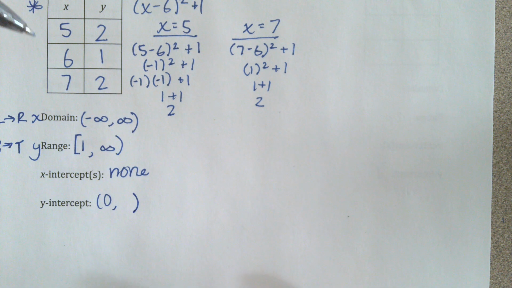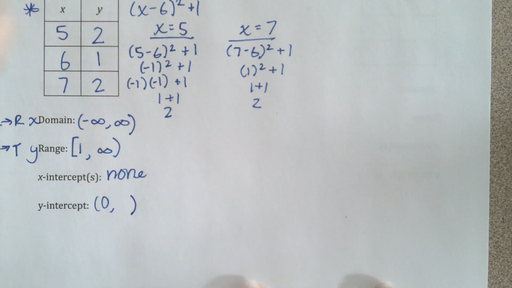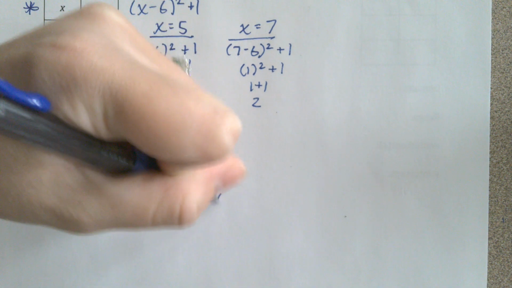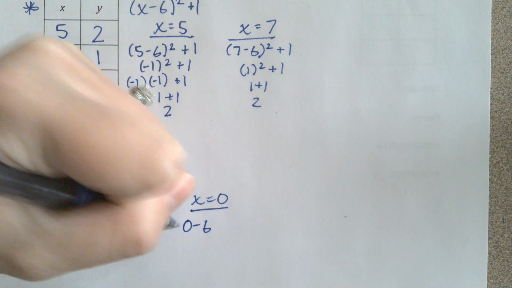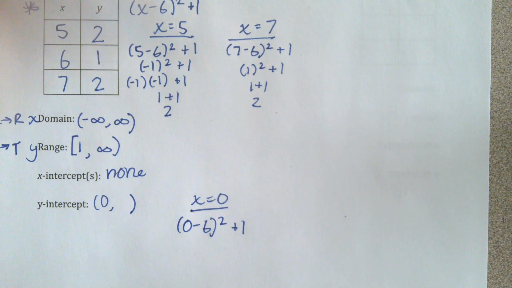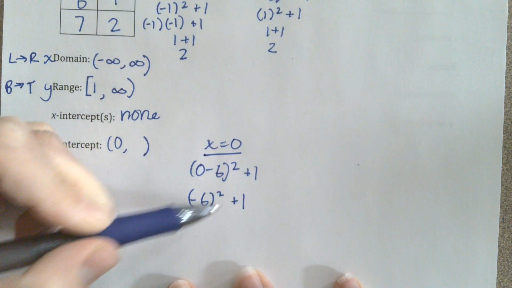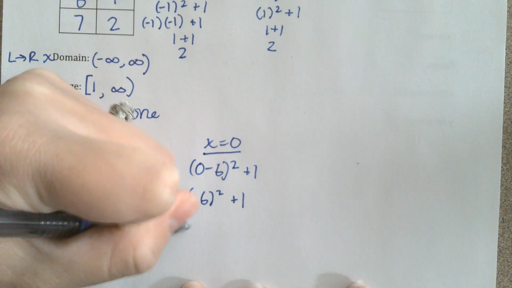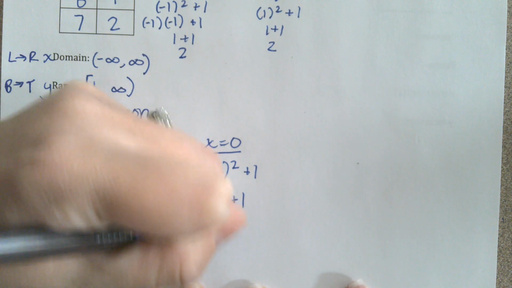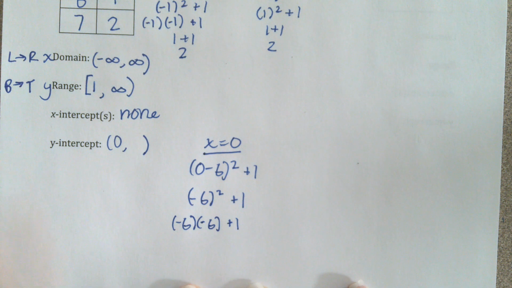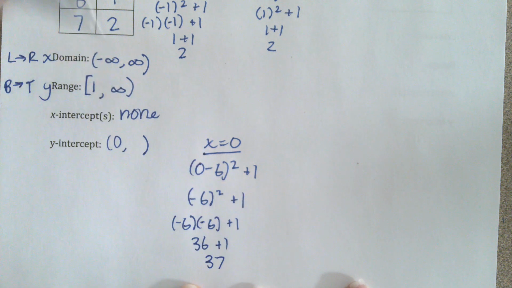So just like with the t-chart, we're going to plug 0 into our equation. So we have 0 minus 6 squared plus 1. 0 minus 6 is negative 6 squared plus 1. Negative 6 squared, remember, that's like negative 6 times negative 6 plus 1. Negative 6 times negative 6 is positive 36. Plus 1 gives us 37. So (0, 37) is our y-intercept. Next problem.